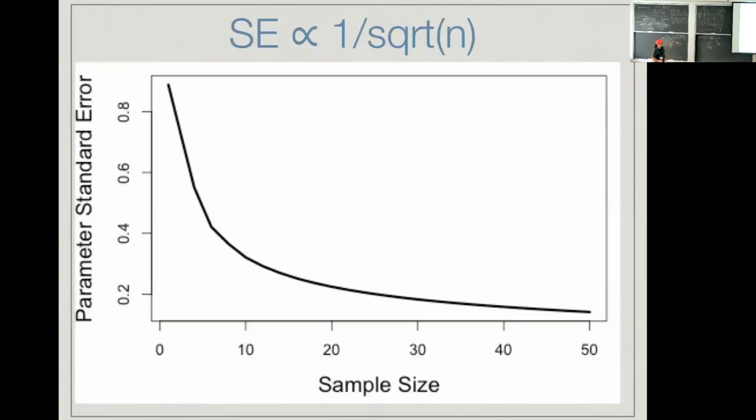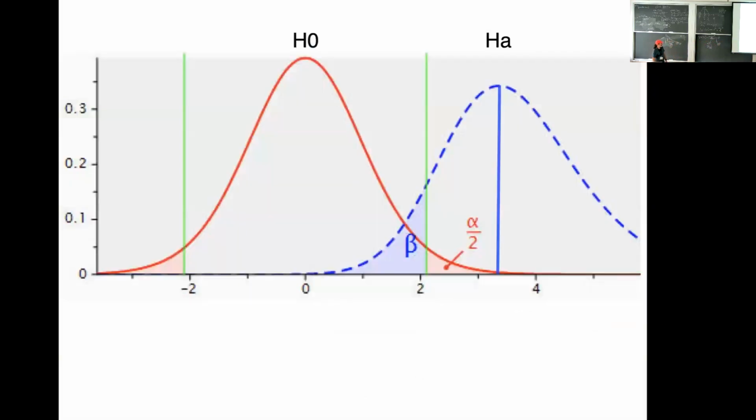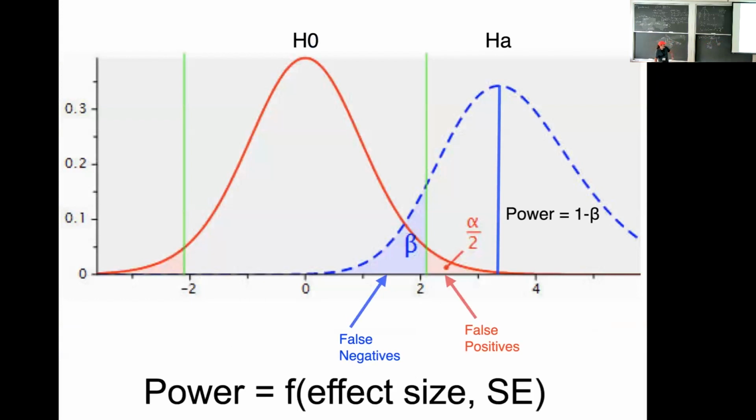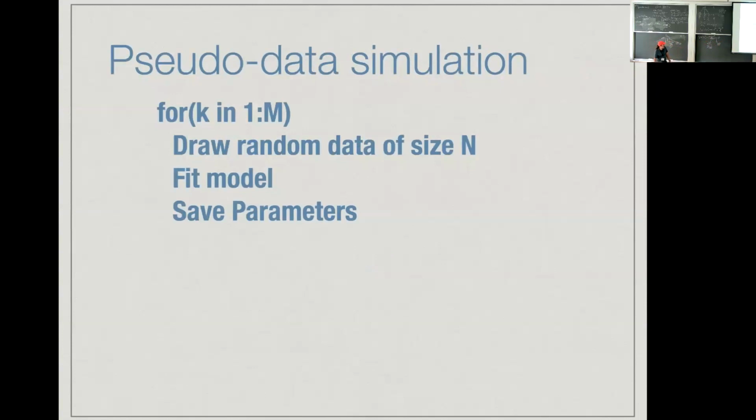So like I said earlier, we have this general pattern that uncertainty in our parameters is going to decline as a function of sample size. And we have this idea of power, where we want to manage our false positives and our false negatives. So power is going to be a function of effect size and our standard error. And for simple models, you can do those sorts of power estimates analytically, or there are lots of functions in R for a lot of classical models to do power.